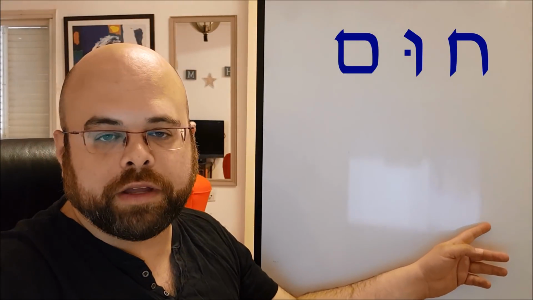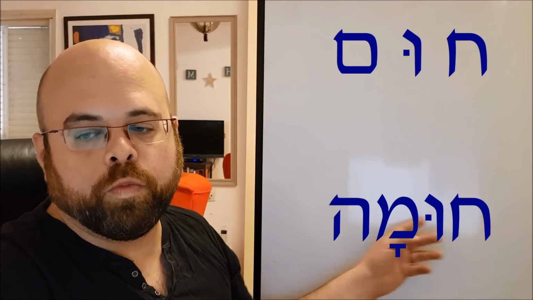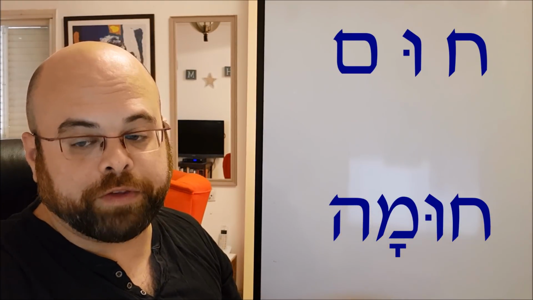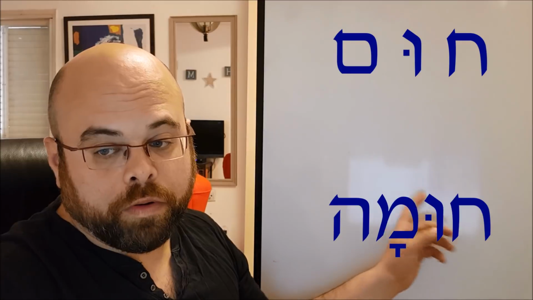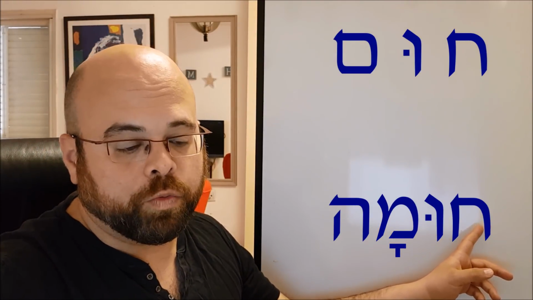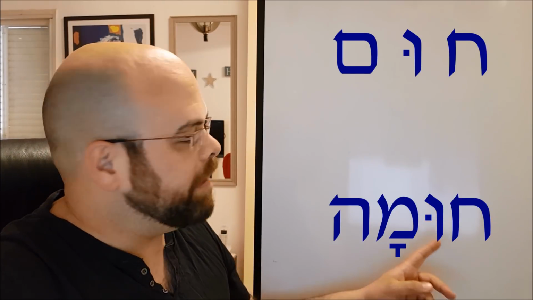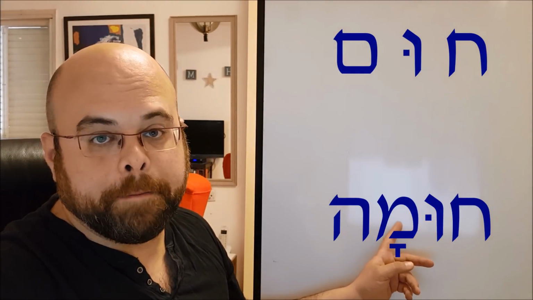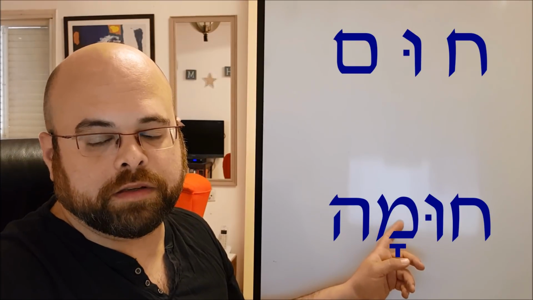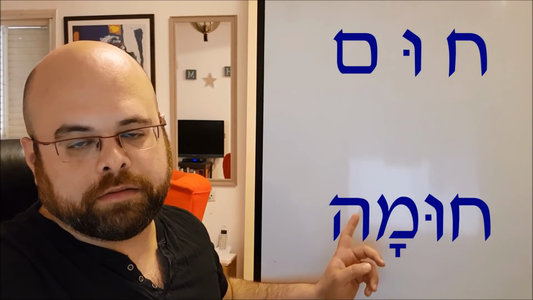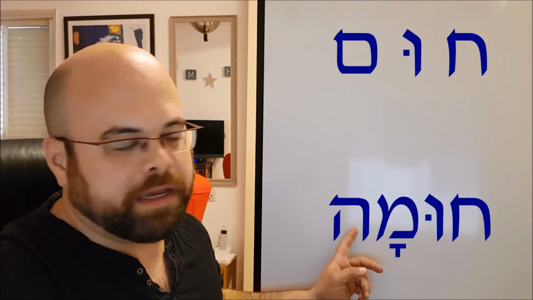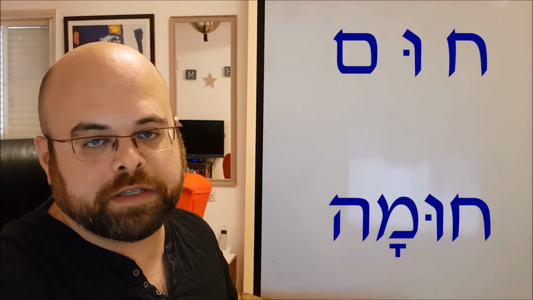And here we have the word chuma, which means brown for female, okay? Chuma. So we have the Chet, which gives us the sound ch, with vav, u, chu, and then mem, m, with kamatz, so it's ma. And at the end we have the Hey, which here is mute because it doesn't have a vowel.